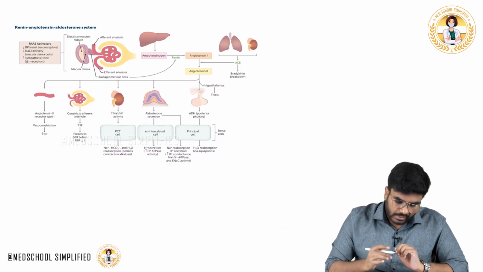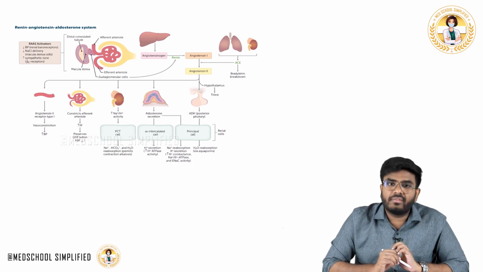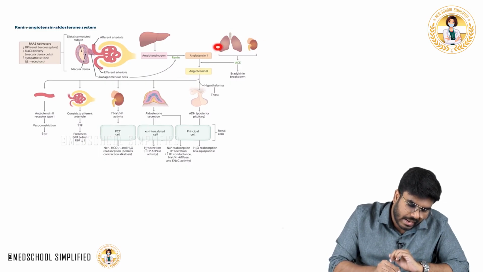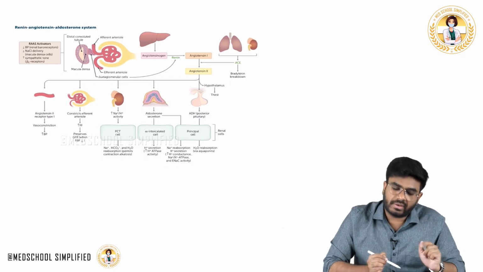Now after this, I want you to know a few more important points. This angiotensin II we have discussed. In the RAAS pathway, angiotensinogen is converted into angiotensin I with the help of renin. This angiotensin I is converted into angiotensin II with the help of the ACE enzyme. Angiotensin converting enzyme converts angiotensin I into angiotensin II in the lungs. Now, what this angiotensin II is doing, we have seen.